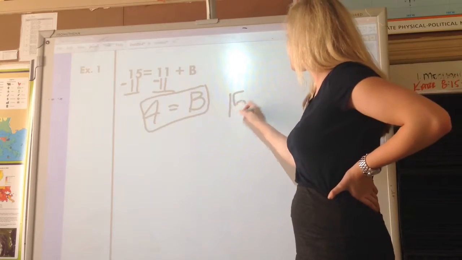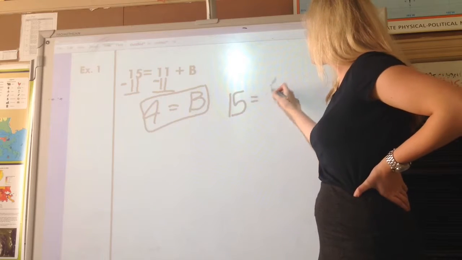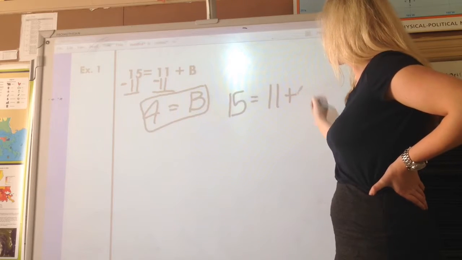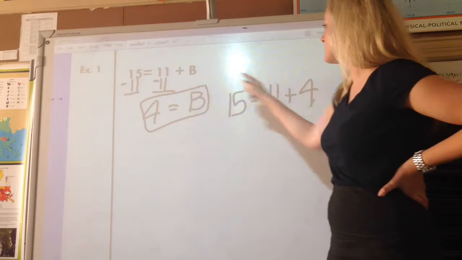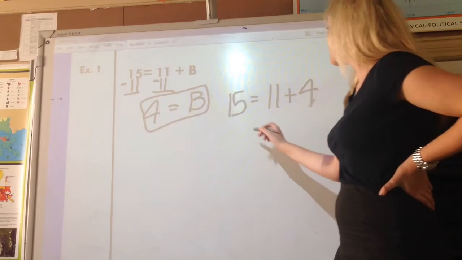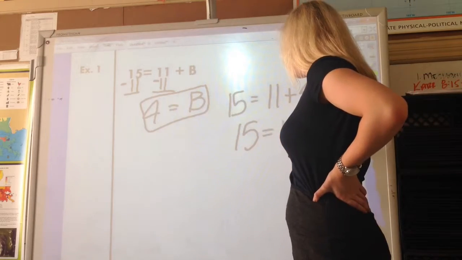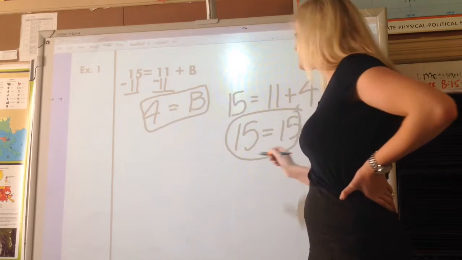Now, I can check my work by plugging this back in. Let's go ahead and plug it in. 15 equals 11 plus 4, which is now in place of b. And I know that 11 plus 4 equals 15. So I know that b must equal 4.